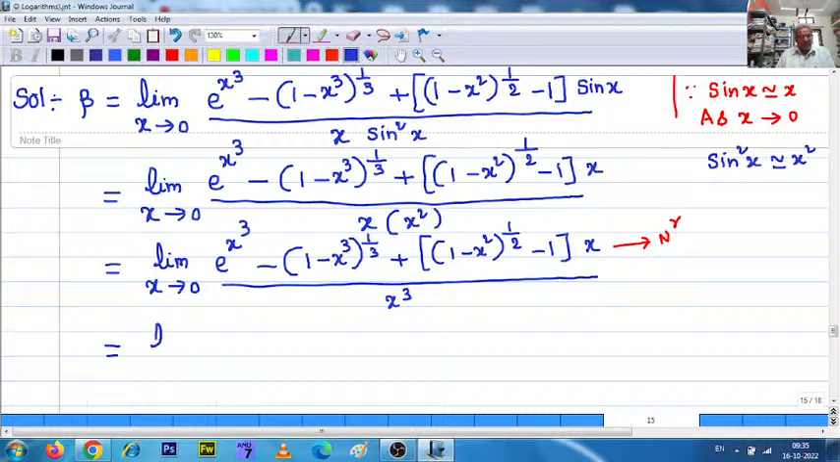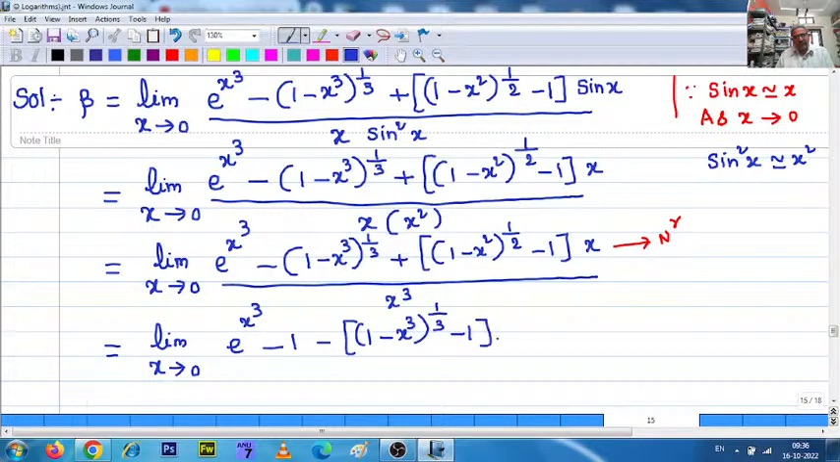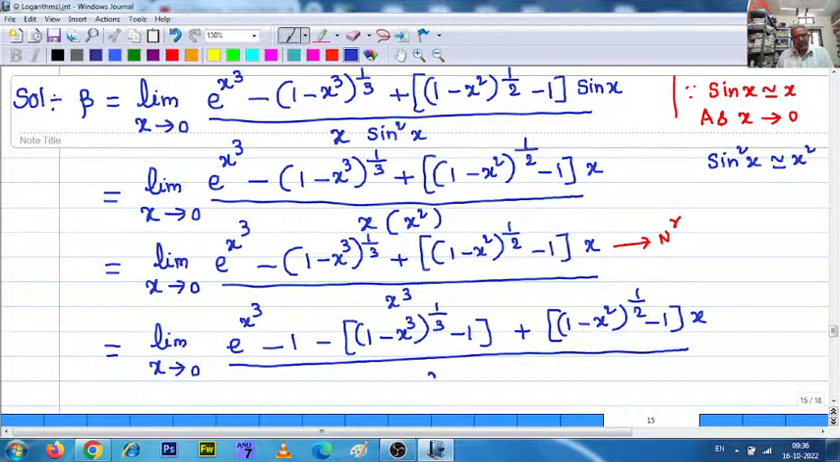So limit x tends to 0. This we can write e power x cube minus 1, right, write down and take minus common. So 1 minus x cube whole to the power of 1 by 3 minus 1, plus 1 minus x square whole to the power of 1 by 2 minus 1 times x, divided by x cube.